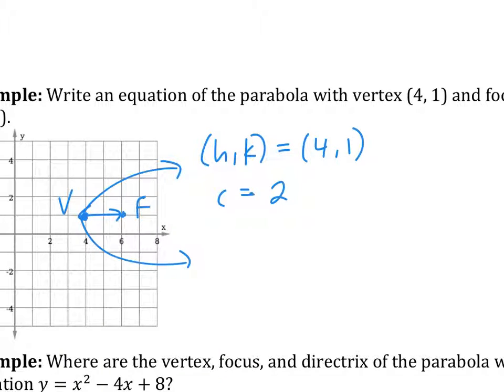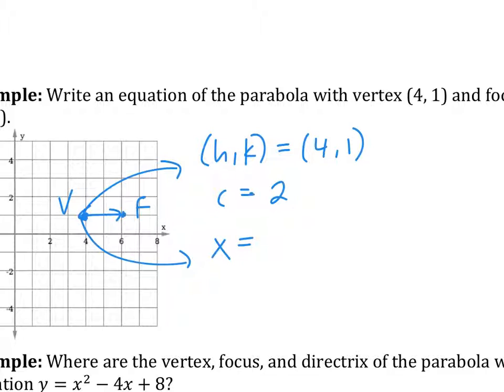Now, what kind of equation is this going to be? Is this an X equation or a Y equation? How many people think it's an X equation? How many people think it's a Y equation? It is an X equation because it's going left and right. Left and right parabolas are X equations.